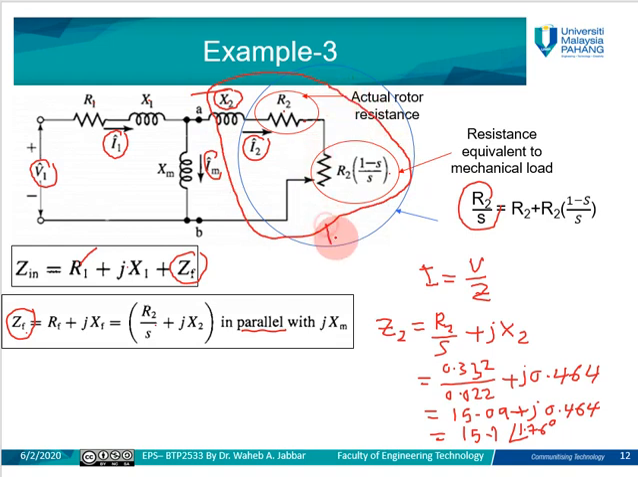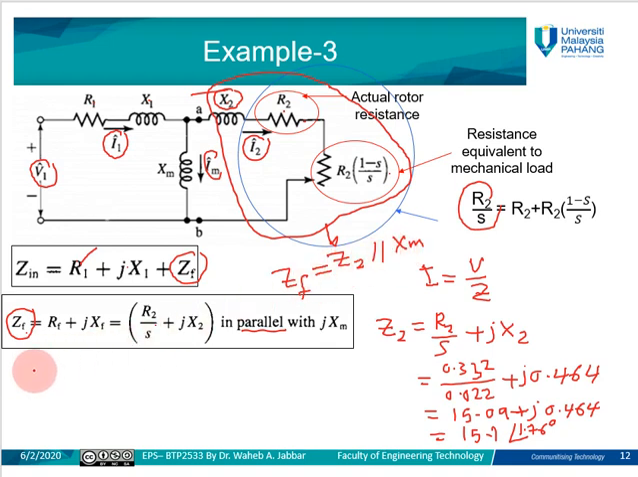Now this represents Z2, which is in parallel with XM. Both of them, Z2 in parallel with XM, represent ZF, which is R2 over S plus jX2 in parallel with jXM. So this will be ZF. I have already Z2. Now I calculate the equivalent ZF, which equals Z2 in parallel with XM.